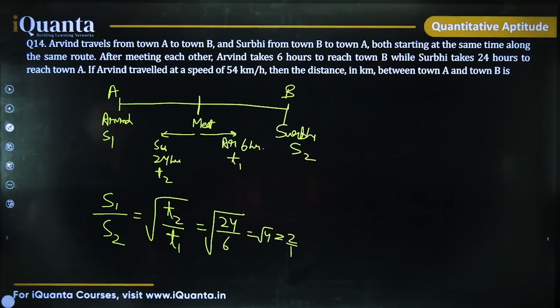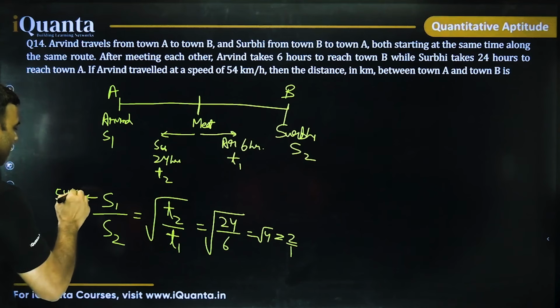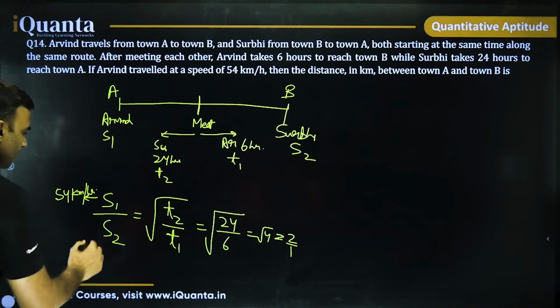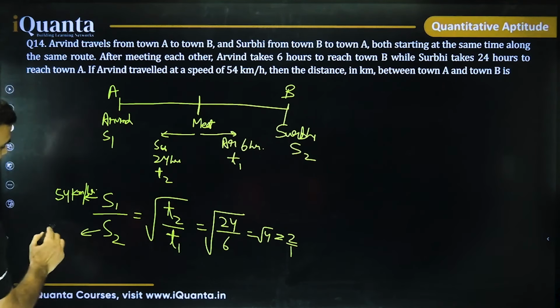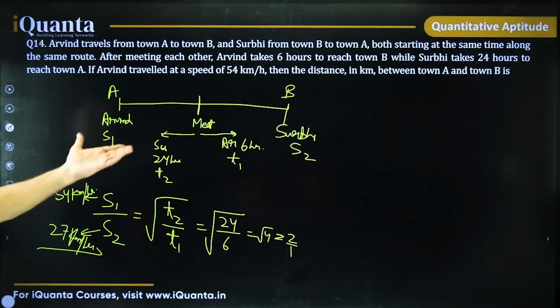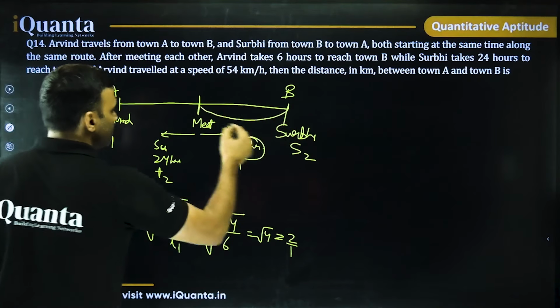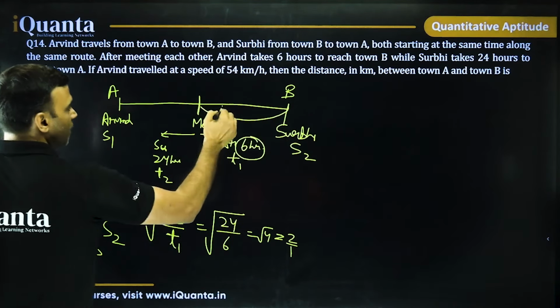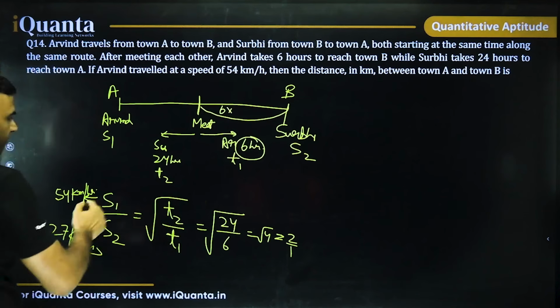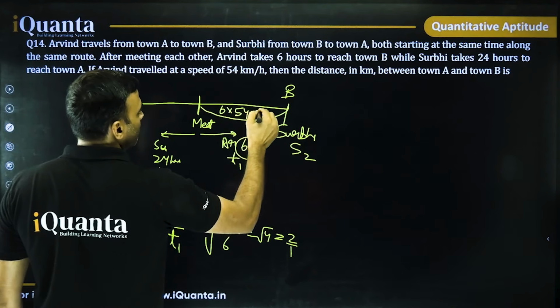Now, Arvind travels at a speed of 54 km per hour. So Arvind's speed is 54 km per hour. Okay. So Surbhi's speed should be 27 km per hour, right? That's it. So the question is, what is the distance between A and B? Now, you can calculate. Arvind takes 6 hours to travel this distance. So this distance should be equal to 6 into Arvind's speed. Arvind's speed is 54. So 6 into 54, 324 kilometers.